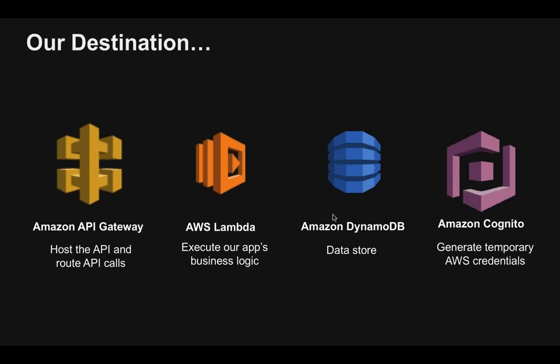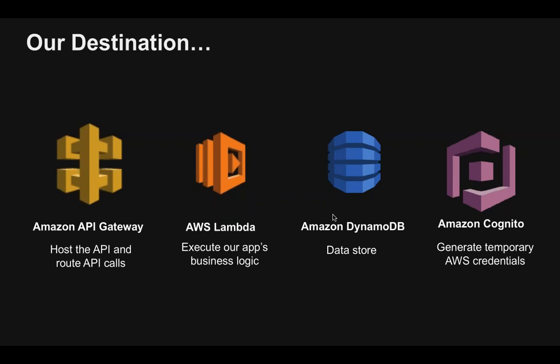We're going to talk about how you would build a secure authenticated API using a couple of AWS services. We'll look at Amazon API Gateway, AWS Lambda, Amazon DynamoDB, and Amazon Cognito to create a secure serverless authenticated API for your mobile or web application to consume.